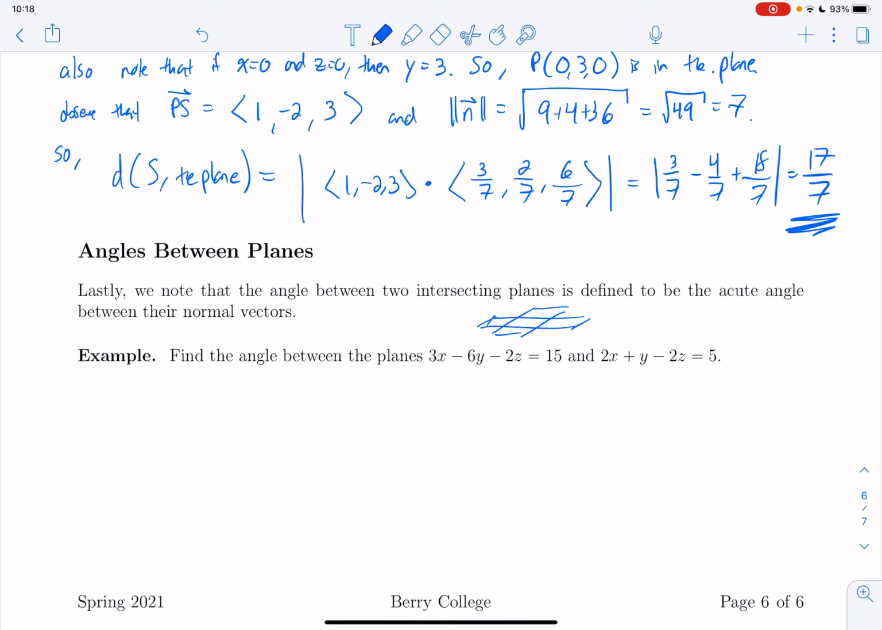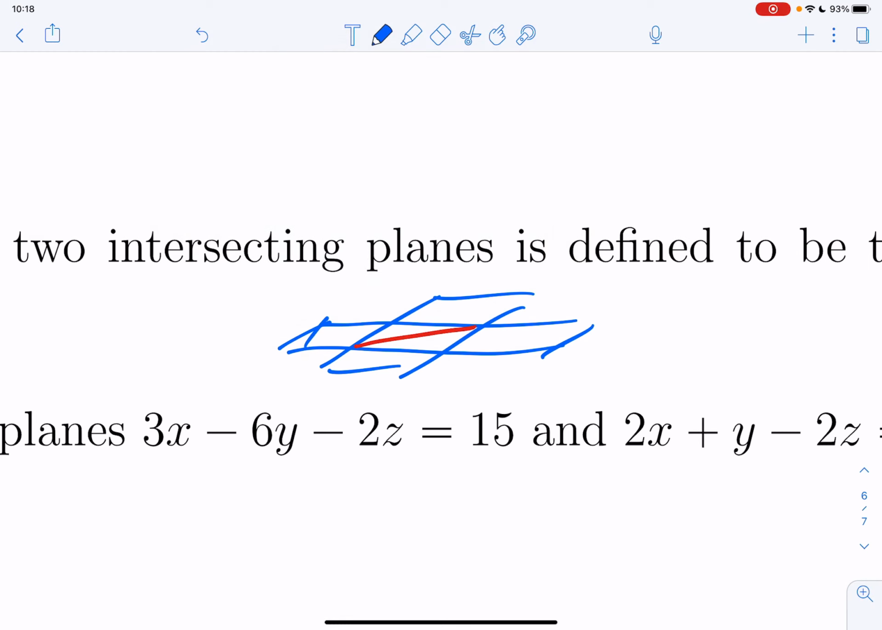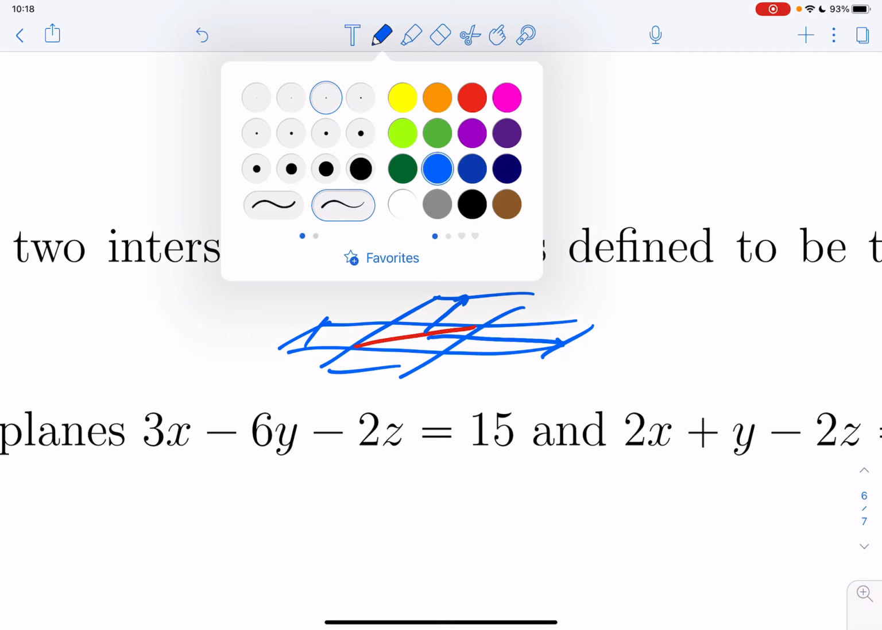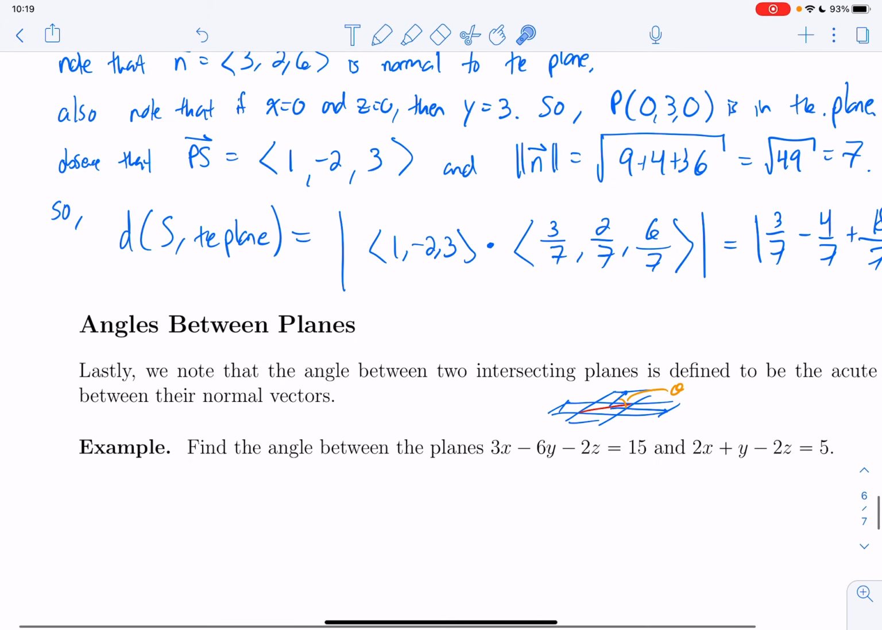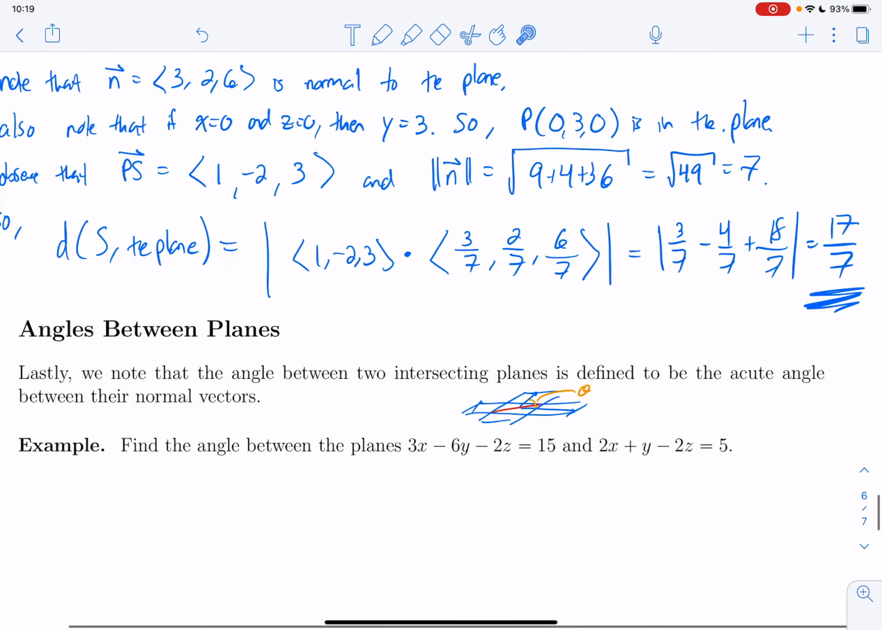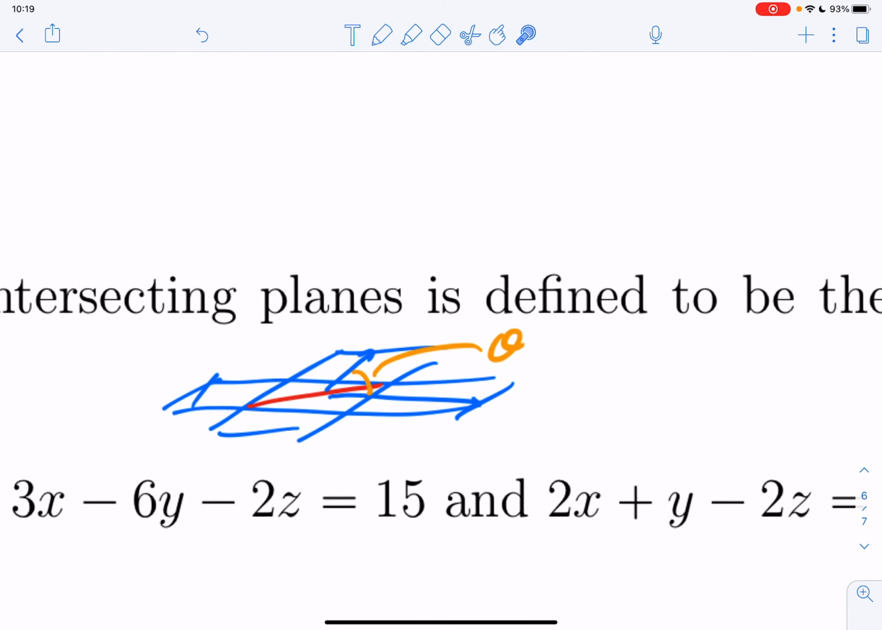And if we look at their intersecting line, we'll zoom in here. What you can see very clearly is that we have one vector sort of in this direction of that plane, another vector in the direction of that plane, and then the angle between those is going to be what we'll define as the angle between two planes.